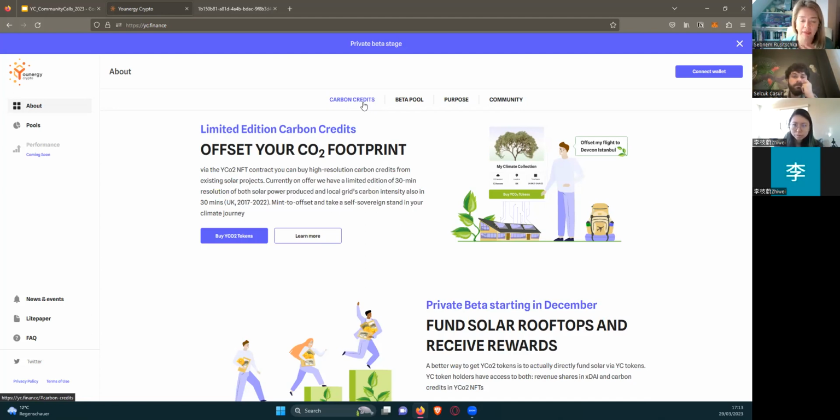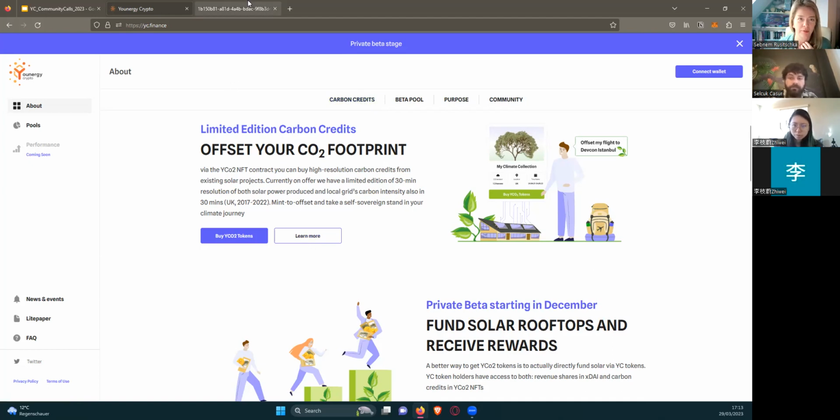And we have this in a very data-driven way. We have 30-minute resolution view into CO2 avoidance using grid data from UK, and of course the power production data from the solar installation that Unergy has, being a digital first and solar as a service business pioneer.